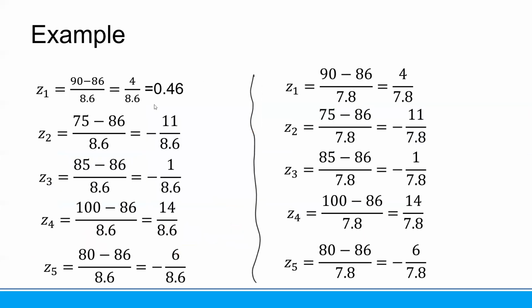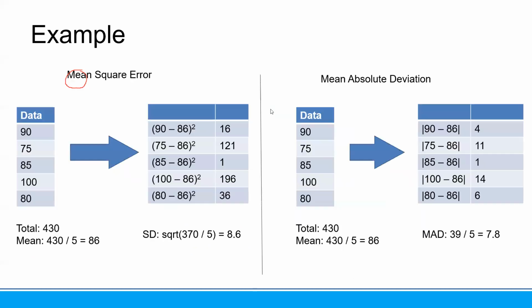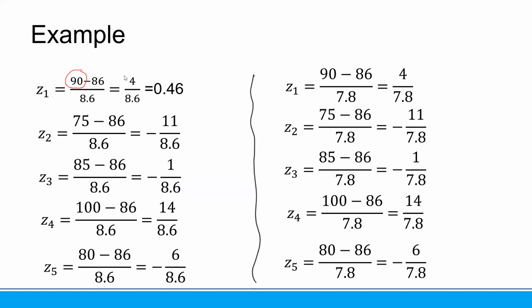How do you convert the value? The first value is 90. I want to convert this 90 to the new Z value: the score minus the average, divided by the standard deviation. So we get the Z value, or the normalized value, for Z1 of 0.46.